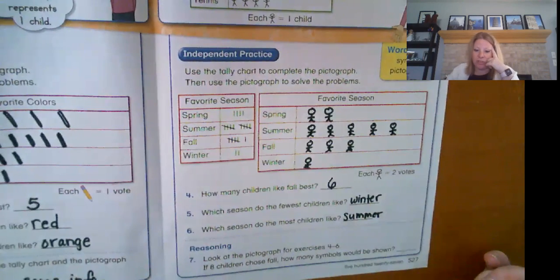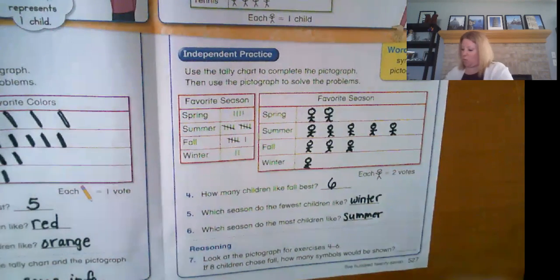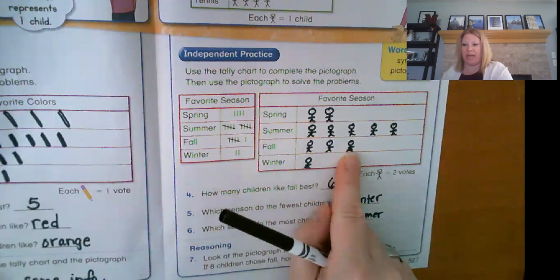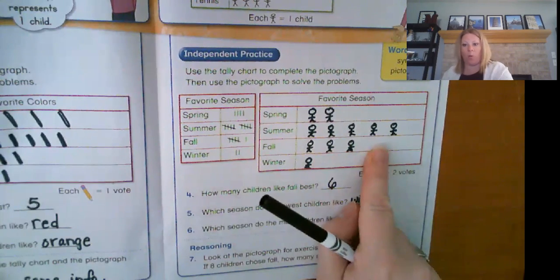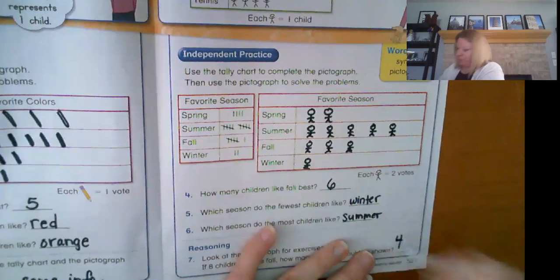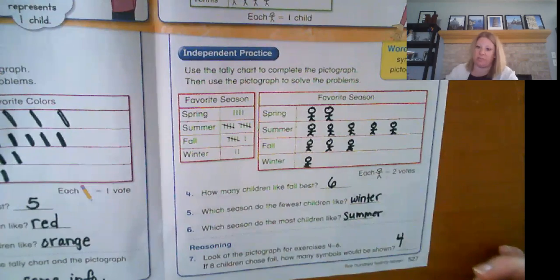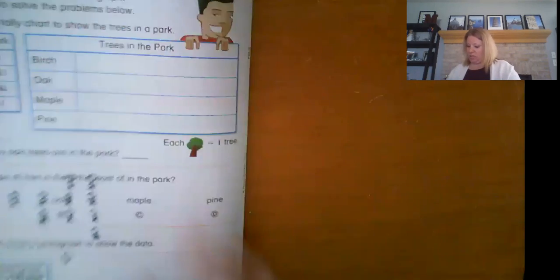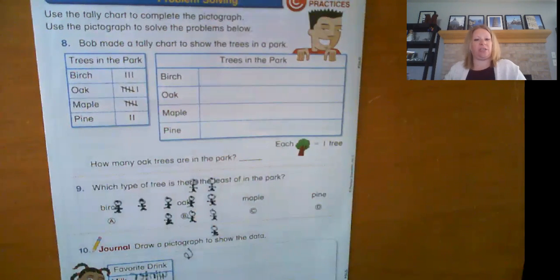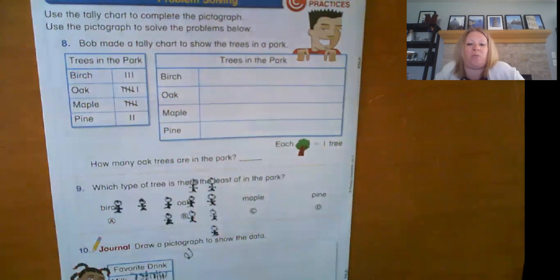All right, look at the picture graph for exercises 4 through 6. If 8 children chose fall, how many symbols would be shown? Well, if 8 chose, I know 6 did, so 2, 4, 6. If 8 chose, I'd put 1 more person, wouldn't I? So 4. I would have 4 symbols. All right. On the back, use a tally chart to complete the picture graph. Use the picture graph to solve the problems below.